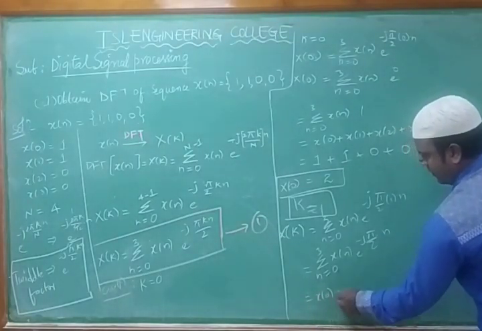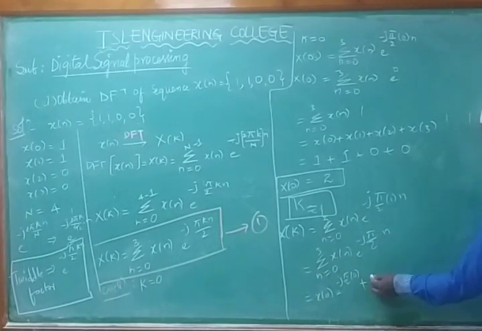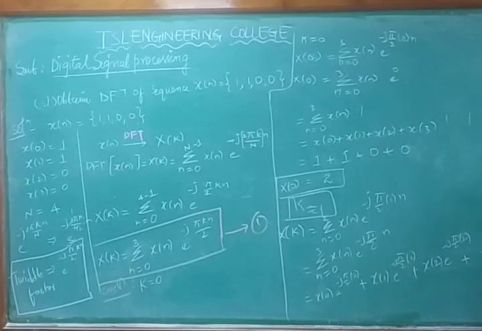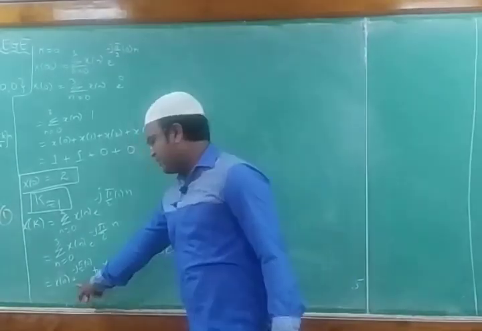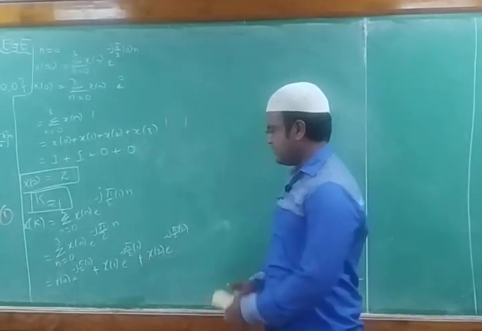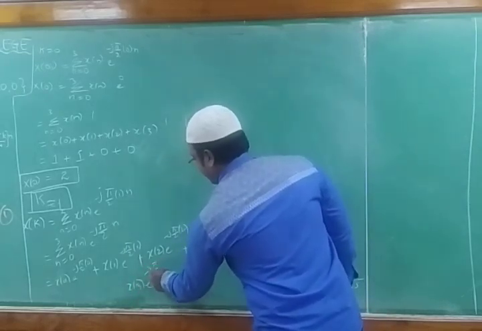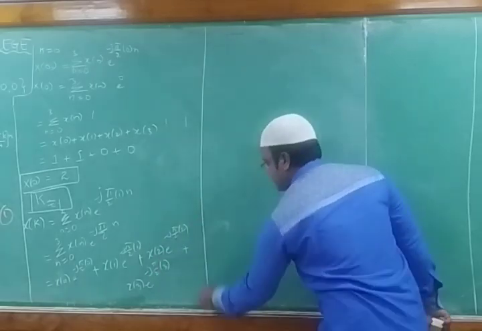So x of 0 e power minus j pi by 2 into 0 plus, next after 0, x of 1 e power minus j pi by 2 into 1 plus, next number, x of 2 into e power minus j pi by 2 into 2 plus next would be x of 3. So x of 3 into e power minus j. So see students, x of 0 we put it, we got this first number over there. So we got x of 1, x of 2. And the next thing is that we'll find x of 3. So what is x of 3? E power minus j pi by 2 into 3. So we got all those numbers.